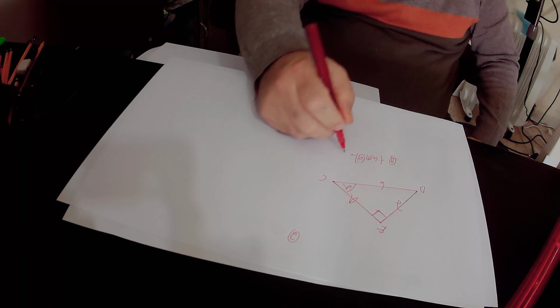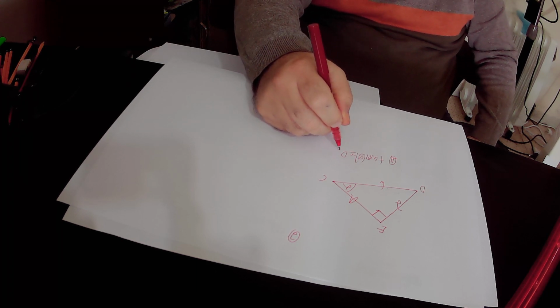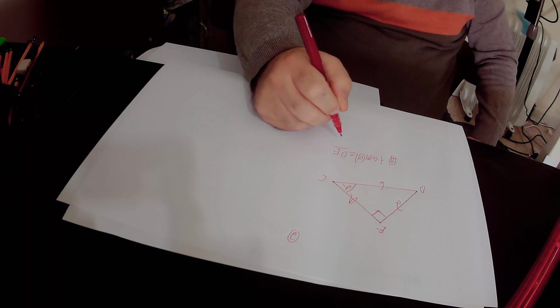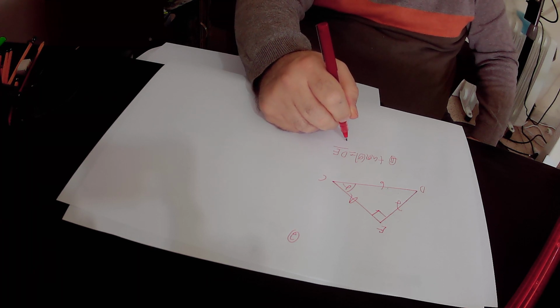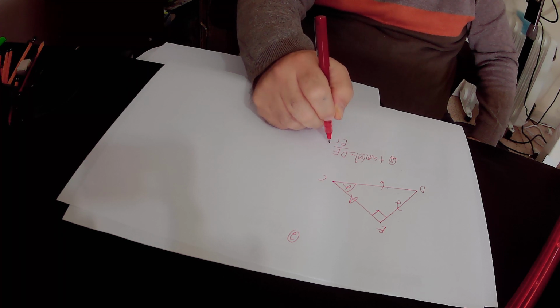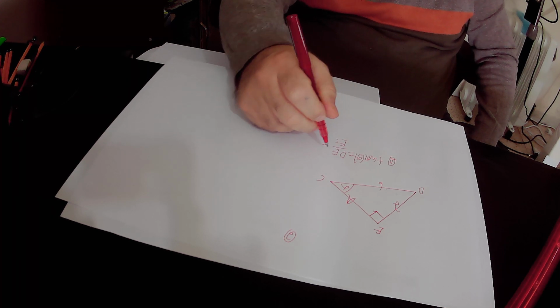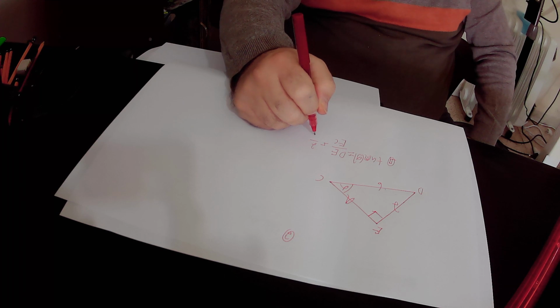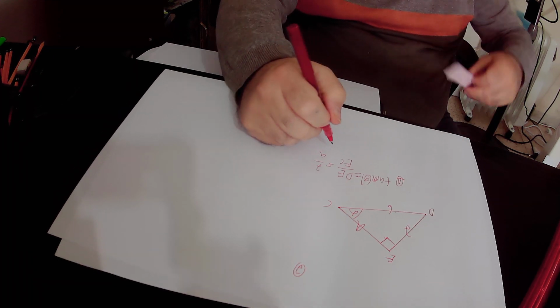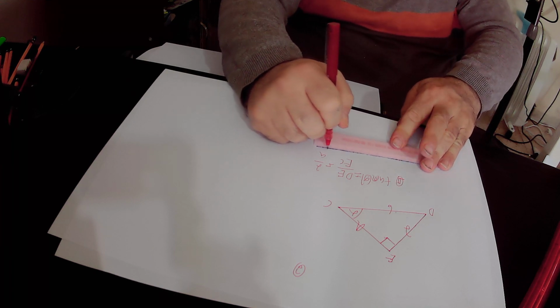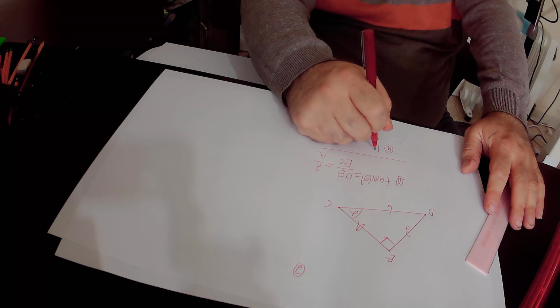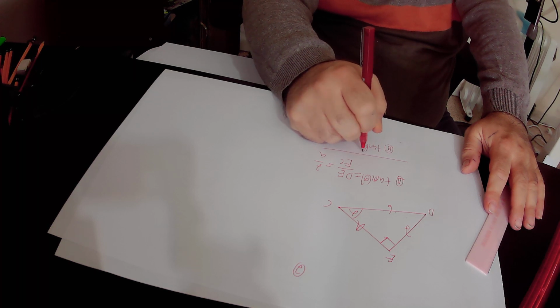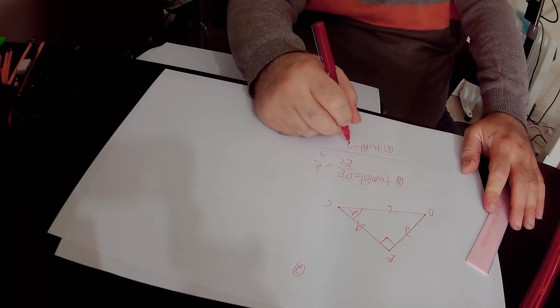equals DE over EC. So tangent alpha equals DE, that is 2, over EC, that is a. So in conclusion, we found out that tangent alpha, according to equation number 2, equals 2 over a.